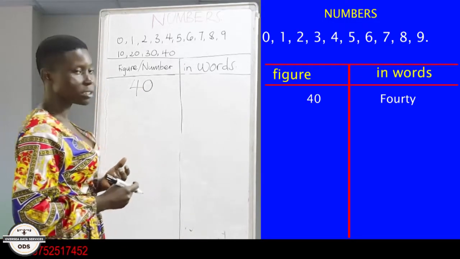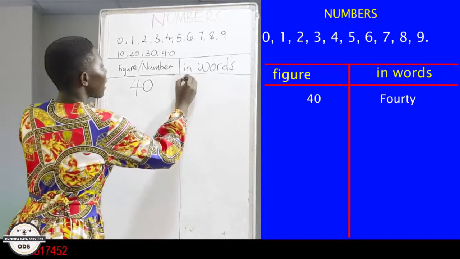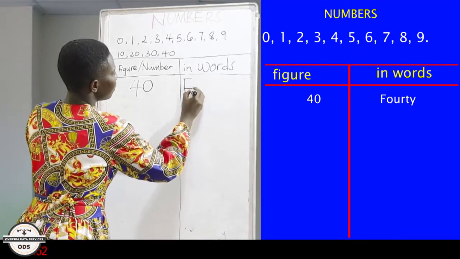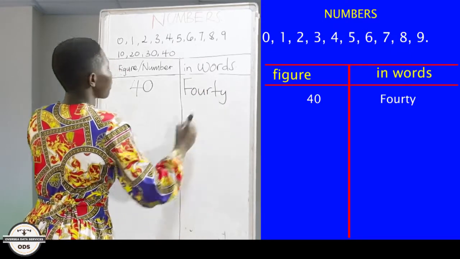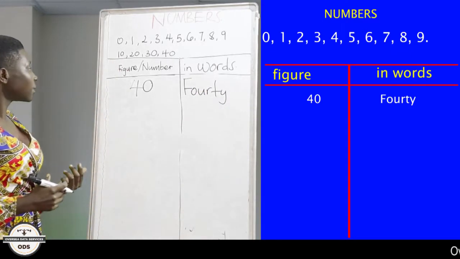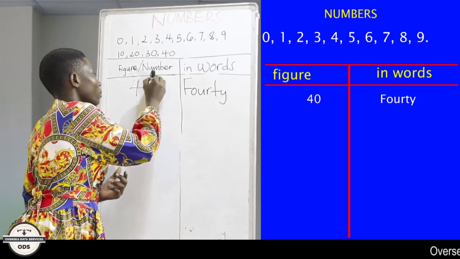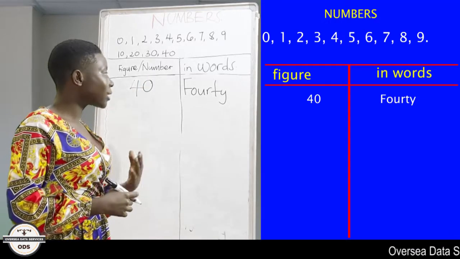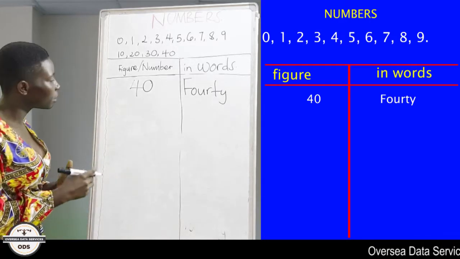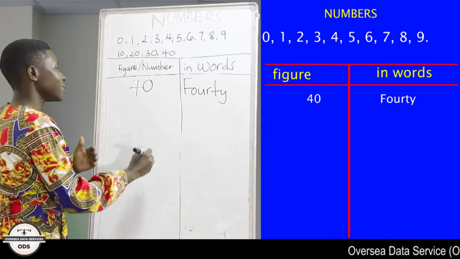How do we write 40 in words? We write it like this, F-O-R-T-Y. That's how we write it, 40 in words. As I told you, just keep on adding.